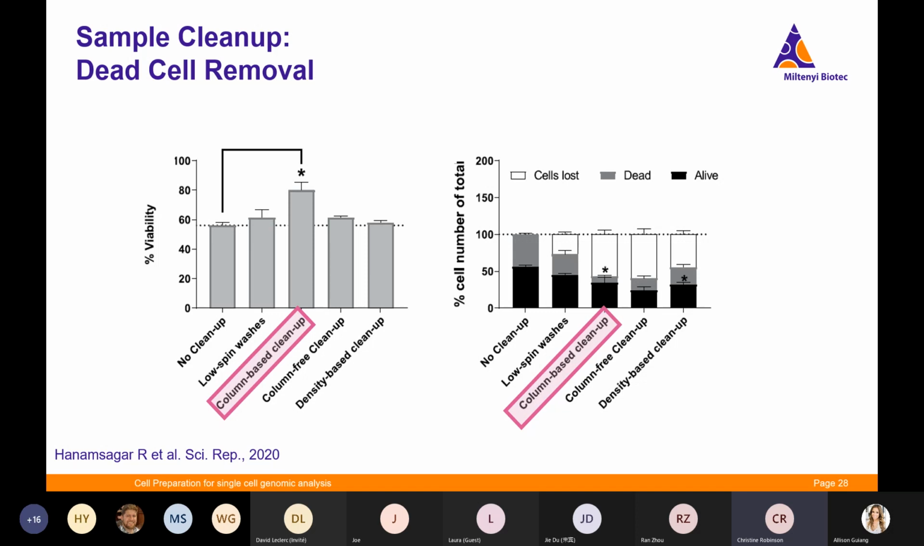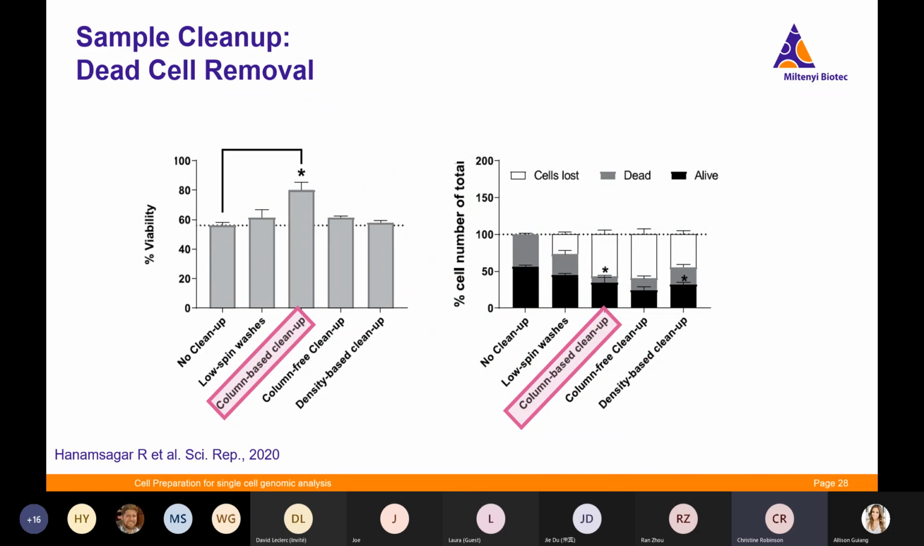So one is a low spin wash, and then our Miltenyi dead cell removal kit, which is the column-based cleanup in the pink, and a competitor dead cell removal kit, and lastly, a density-based cleanup. Both the low spin wash and the density-based cleanup rely on the fact that dead cells tend to be less dense than live cells. So in the graph on the left, Miltenyi's dead cell removal kit is the only method that gives significantly improved viability.